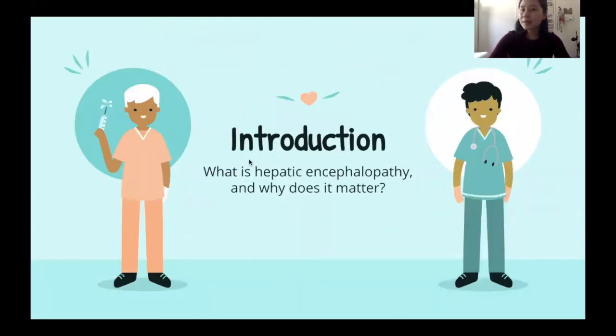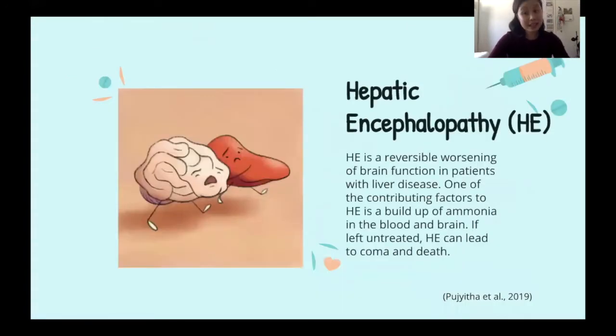Introduction. So what is hepatic encephalopathy and why does it matter? Well, hepatic encephalopathy is a reversible worsening of brain function in patients with liver disease. And one of the contributing factors to hepatic encephalopathy is a buildup of ammonia in the blood and the brain. If left untreated, hepatic encephalopathy can lead to coma and death. And one of the key words I want to emphasize here is reversible. This is reversible with proper education, proper interventions. It is reversible.